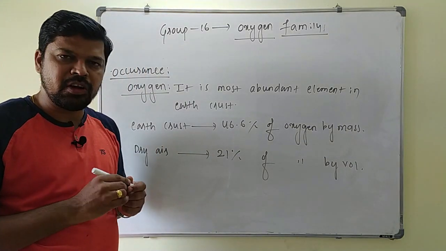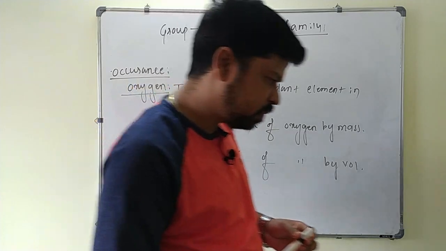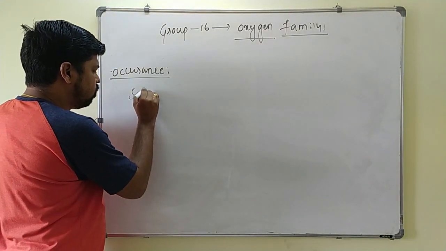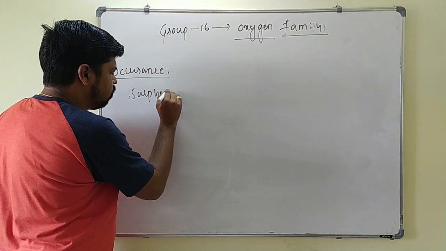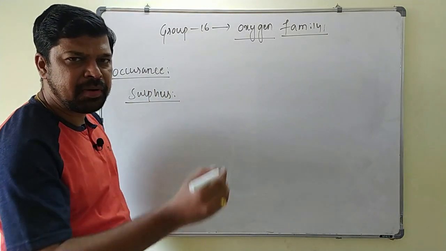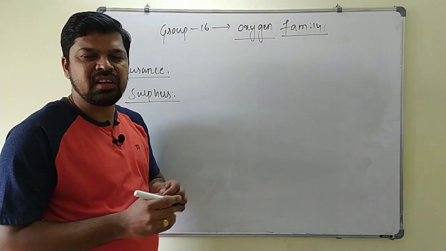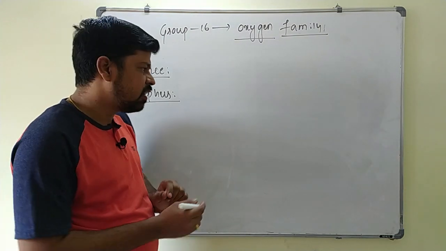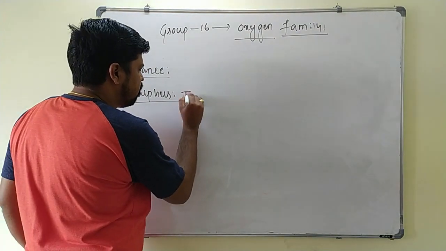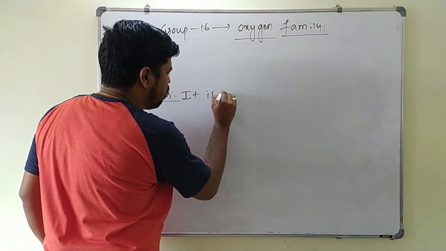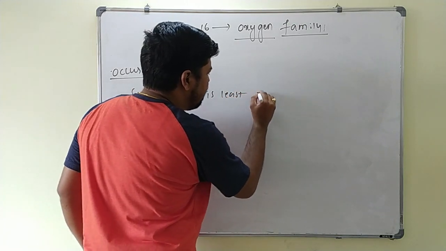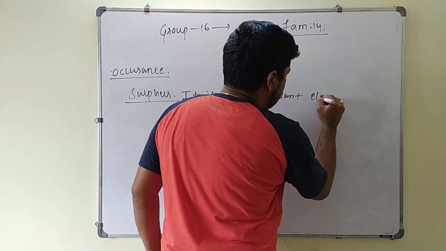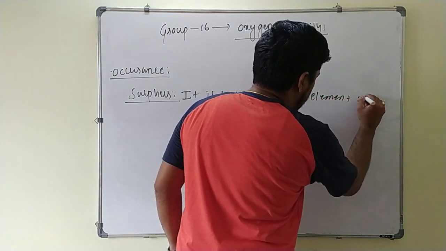Next I will write occurrence of sulfur. Now I will write sulfur. This sulfur is the least abundant element in the earth crust because earth crust contains only 0.03 to 0.1% of sulfur in it.